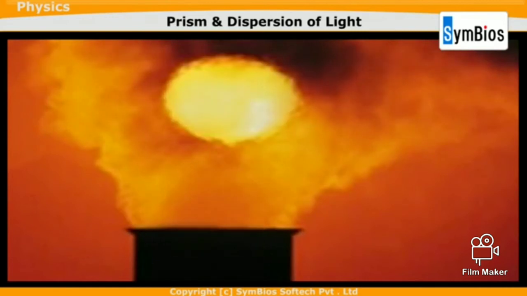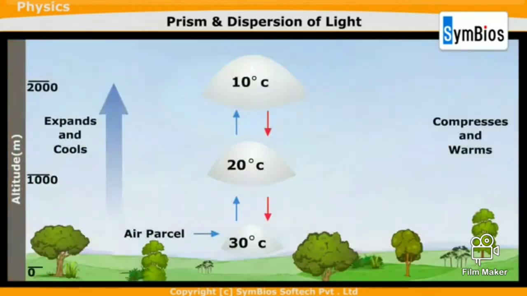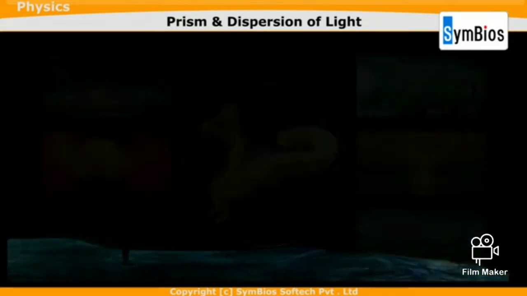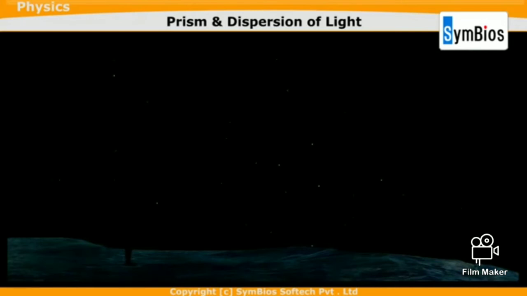In this case, the air just above the fire becomes hotter than the air further up. The hotter air has a refractive index slightly less than that of the cooler air. Due to variation in the refractive index of the medium, the apparent position of the objects seen through the hot air fluctuates. We have seen the stars twinkling in the night.